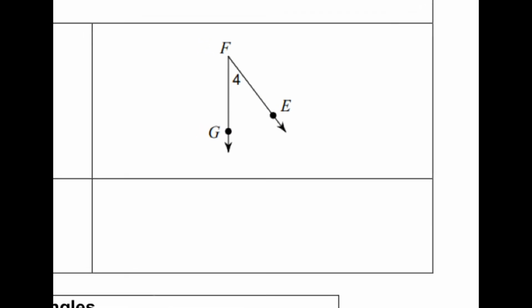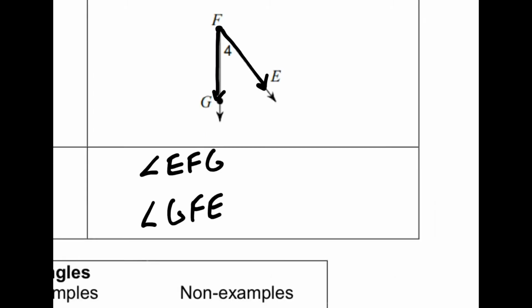Here in this next diagram, F is my vertex and I have two rays coming off of that. We can call those the sides or arms of the angle. I can call this angle EFG or GFE. Notice that the vertex is in the middle for both of those. I can call this angle F, though it's slightly less clear. And finally, sometimes there are multiple angles in a diagram and they are labeled with a letter or a number. Here we're looking at angle 4, so that's an alternate name for this one.